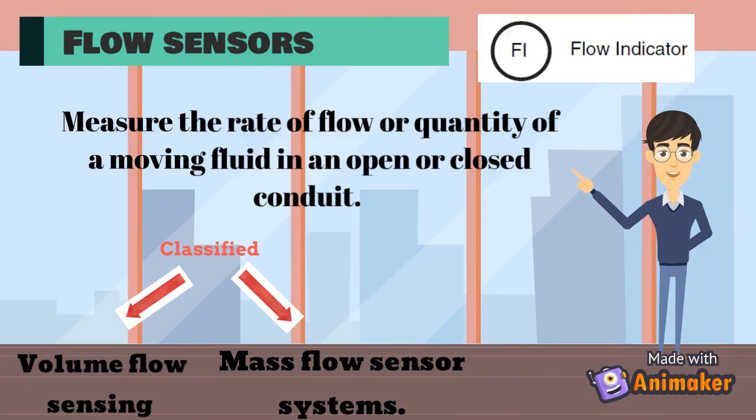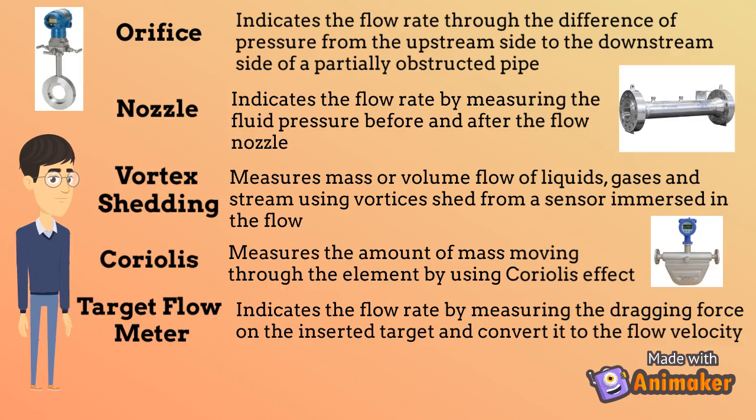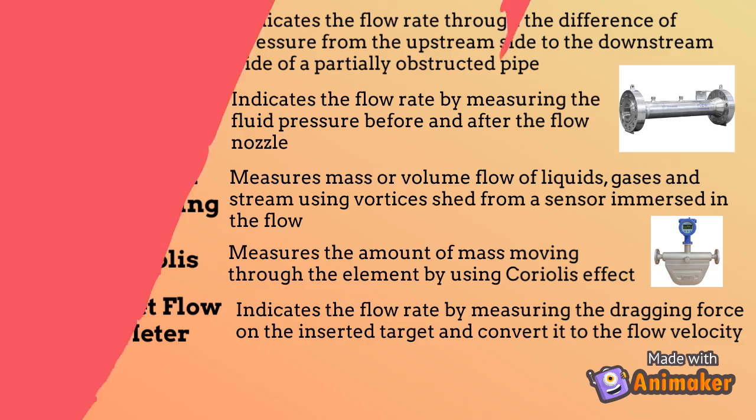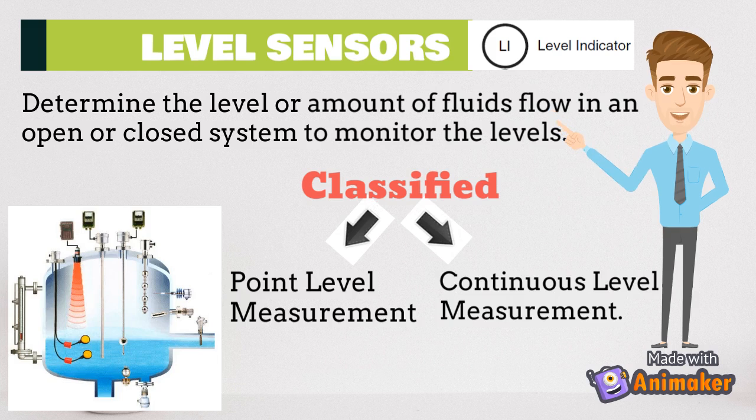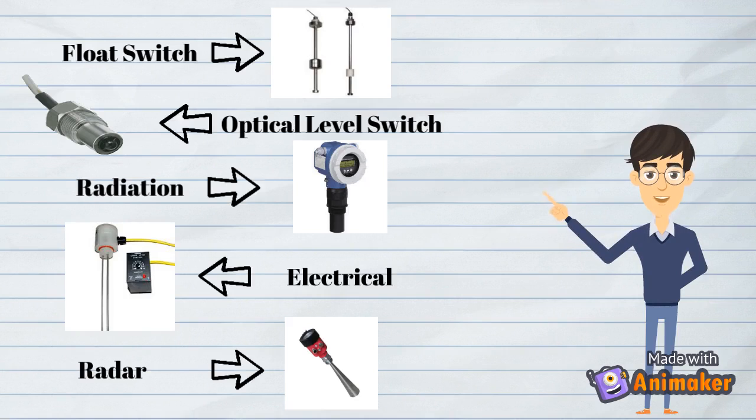Secondly, it is about flow sensor. It is classified into 2 types of sensor. Here are some examples of sensors such as orifice, nozzle, vortex shedding, Coriolis and target flow meter. Thirdly, it is about level sensors which are classified into point level and continuous level. There are some examples of level sensors which are float switch, optical level switch, radiation, electrical and radar.